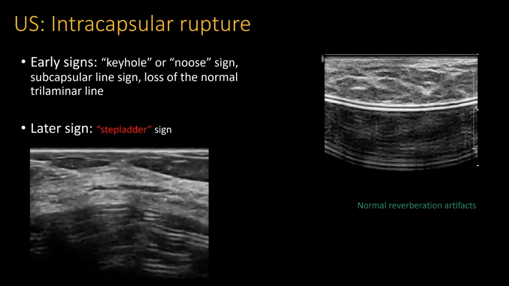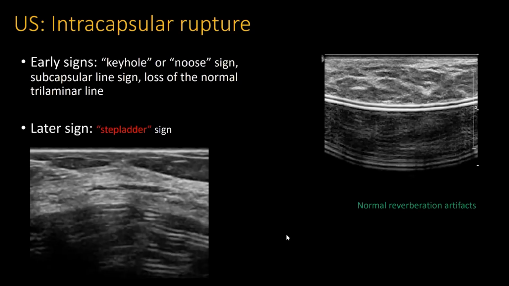the early signs of intracapsular rupture on ultrasound are described as a keyhole sign and the subcapsular line sign, and loss of this normal trilaminar line over there. And later on, as it advances, it will develop this step ladder sign like that. It's a very disorganized shelf over there.